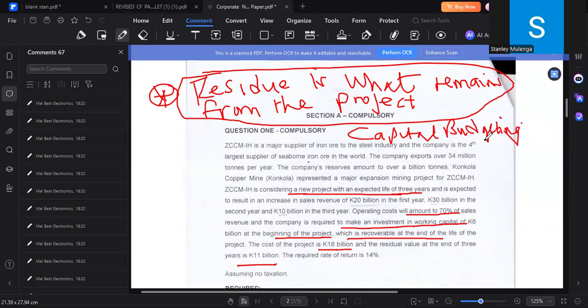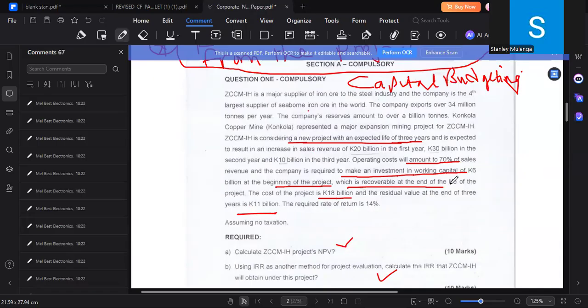All right, so we have the information here. We have the project cost of 18 million. For those who are just joining in, we have analyzed this question. Sales revenues were given for the first year 20 million, second year 30 billion, but I replaced third year with 10 million. Operating costs amounted to 70% of sales. Then investment in working capital at the beginning of the project of 6 million, which was recoverable at the end of the life of the project.